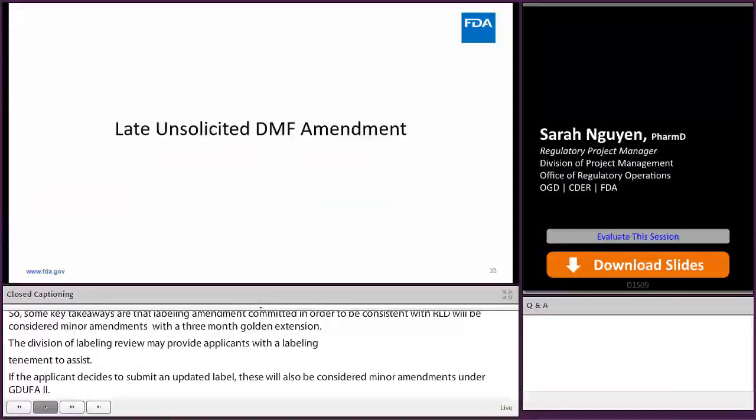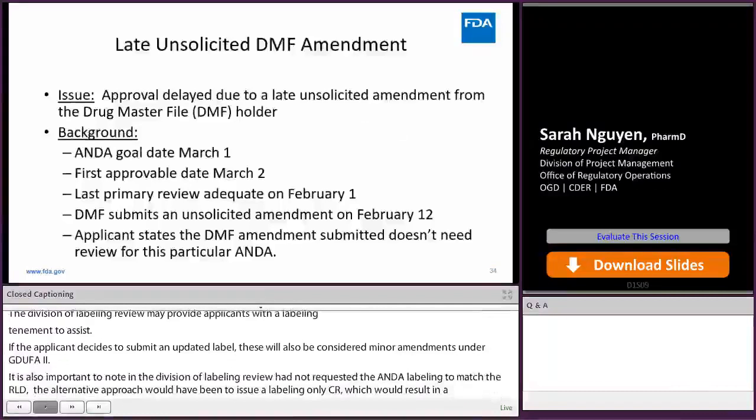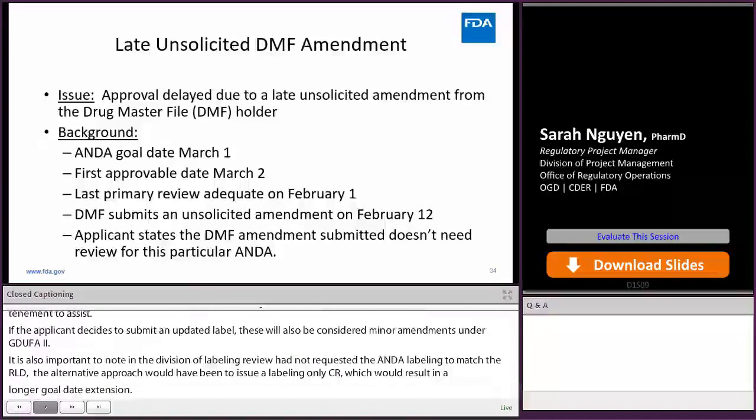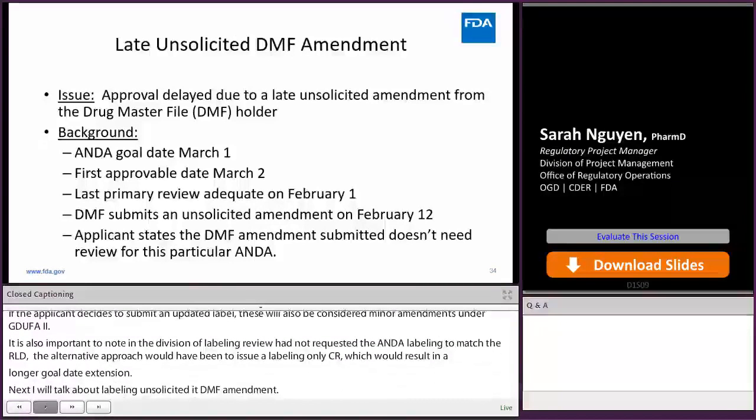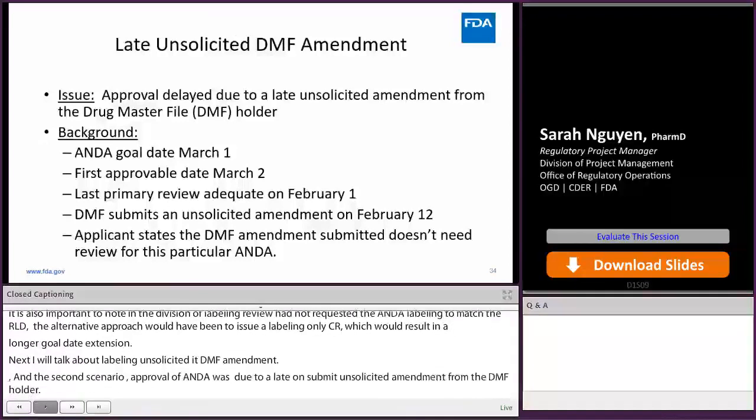Next, I will talk about late unsolicited DMF amendments. In this second scenario, approval on ANDA was delayed due to a late unsolicited amendment from the DMF holder. The background is that the goal date was set at March 1st, and the first approvable date was March 2nd. All disciplines were completed, and the last primary review was found adequate on February 1st.